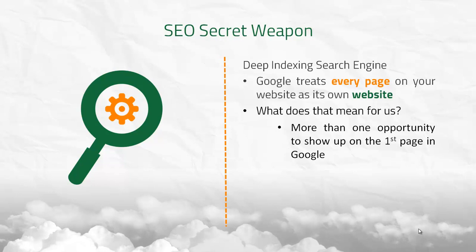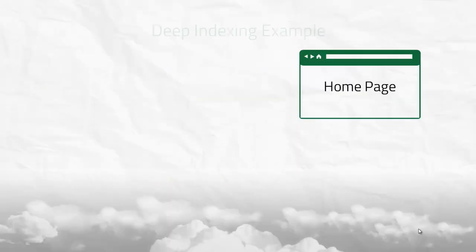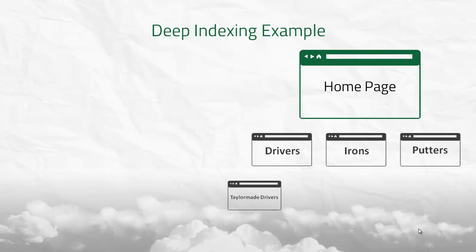So if you treat every page on your site as its own website, just think when someone does a specific search for something, you have a specific page that talks about that and could be potentially pulled up for it. So let's look at an example. Here you have your home page, and then you have a couple category pages, and then a couple individual subcategories underneath, such as drivers, and then even below that you have products. This is just an example of a site if you were selling golf products. And so that's something that's important to look at.